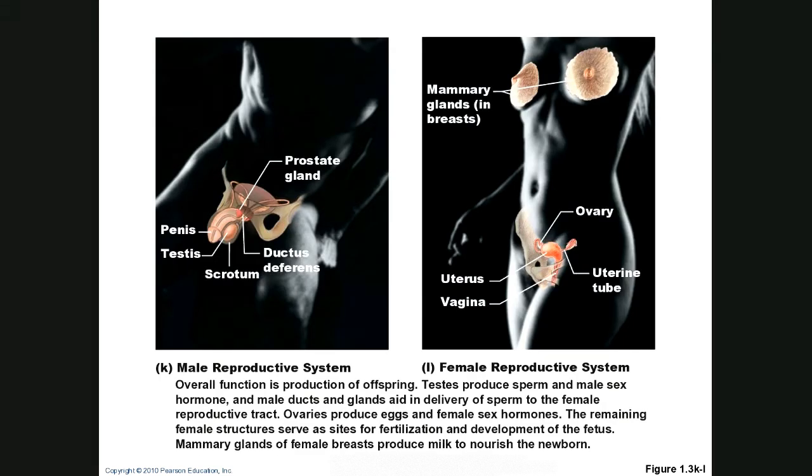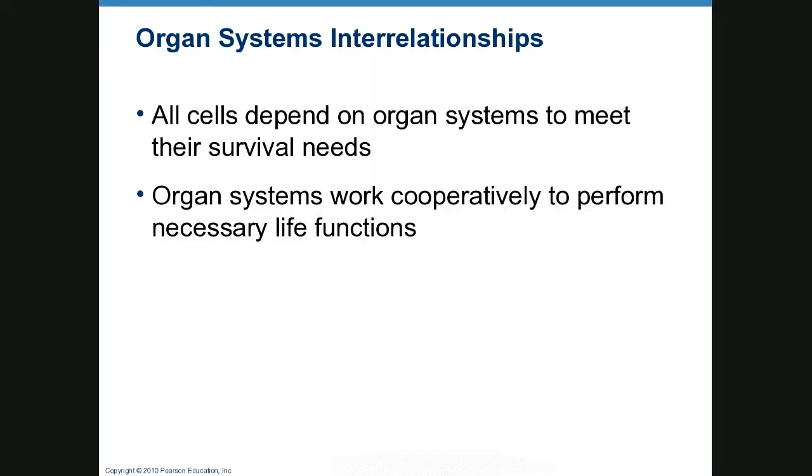Okay, the reproductive system is for making babies. And also the organs, the hormones that we produce make males be male and females be female. And whether it's politically correct or not, males are different than females.